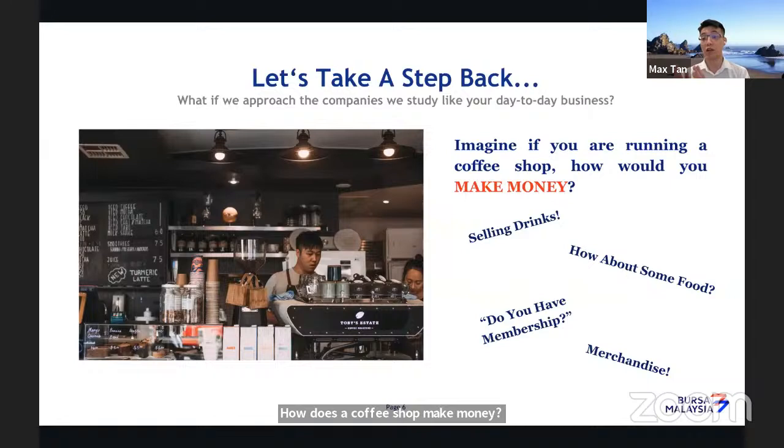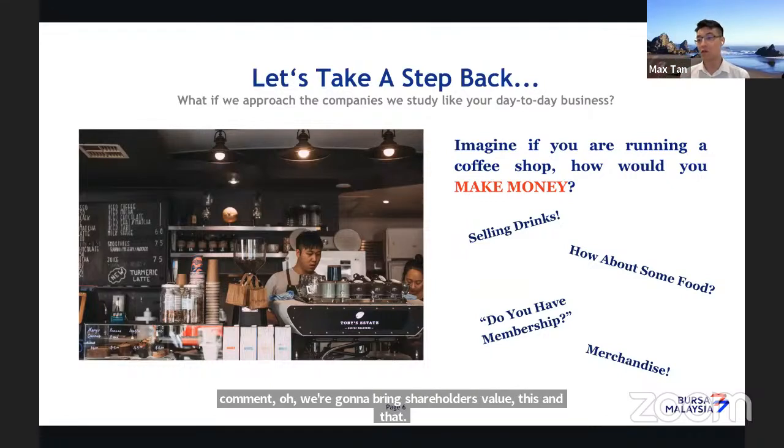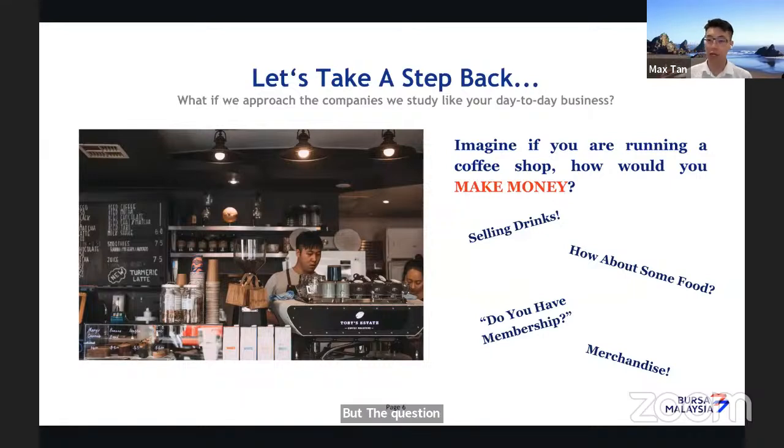The basis of any company that could go for listing is that the company has value, right? That's where you always see the company commenting, oh, we're going to bring shareholders value, this and that. But the question is, how does this company make money, right? How do they create value? So the number one thing we need to understand is their business. Which coffee shop, how do they make their money? Very easy. They're selling drinks.